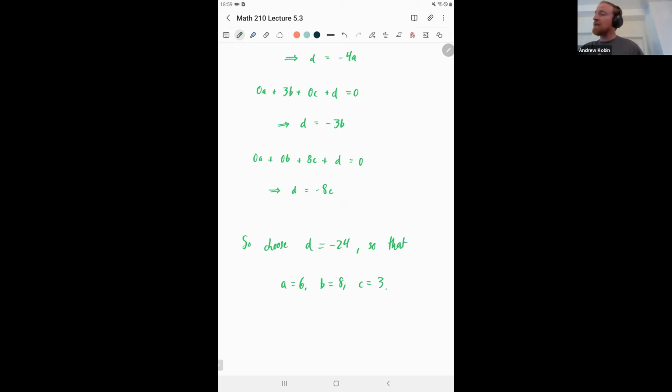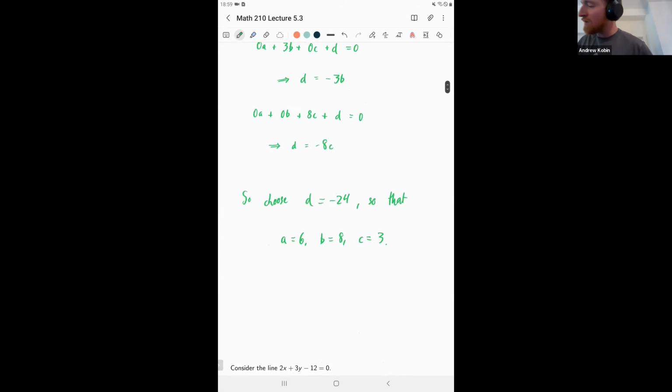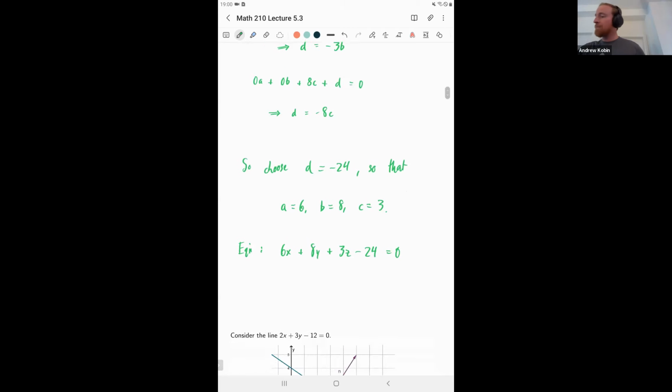You can also double check that once we choose these values for a, b, c, and d, we get the equation, the normal equation then is 6x plus 8y plus 3z minus 24 equals 0. You can now check that each of the 3 points, those 3 intercept points we chose, satisfy this plane equation.